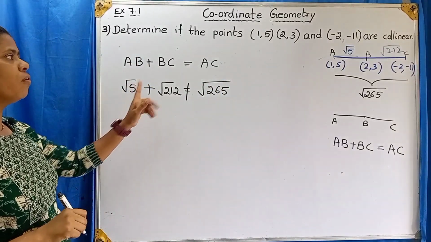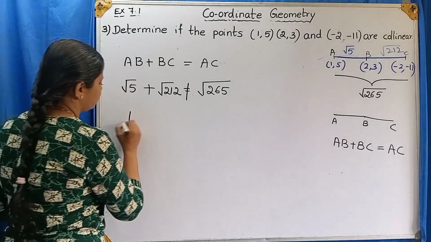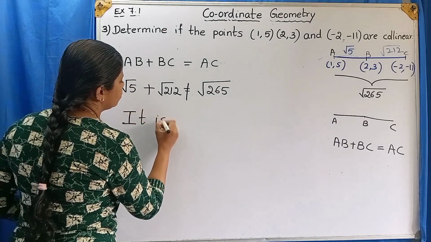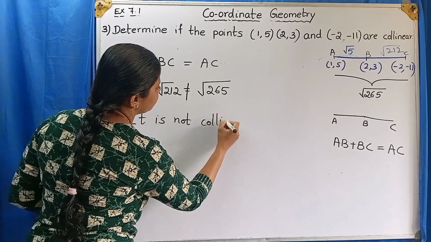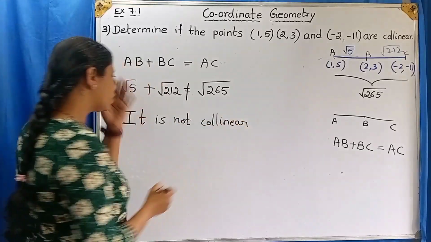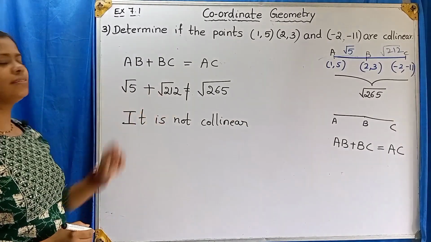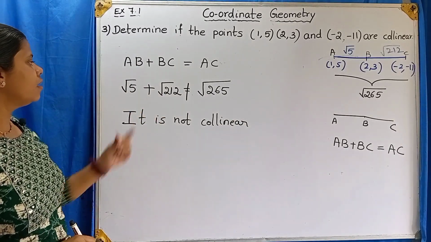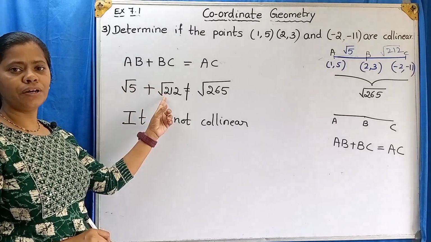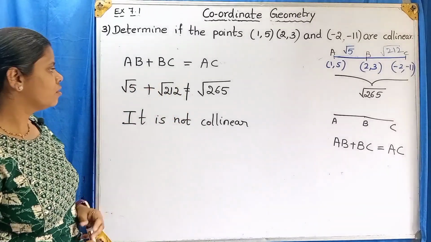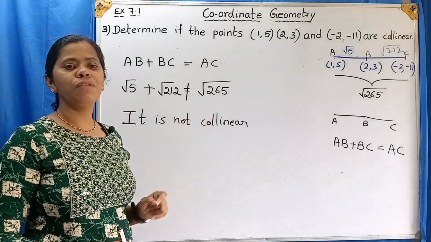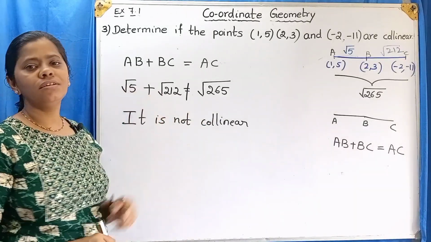Therefore, it is not collinear. You can write that the given points are not collinear. Here, adding of square root numbers you have learned in your previous classes, right? So, I think no need to explain adding the square root numbers.